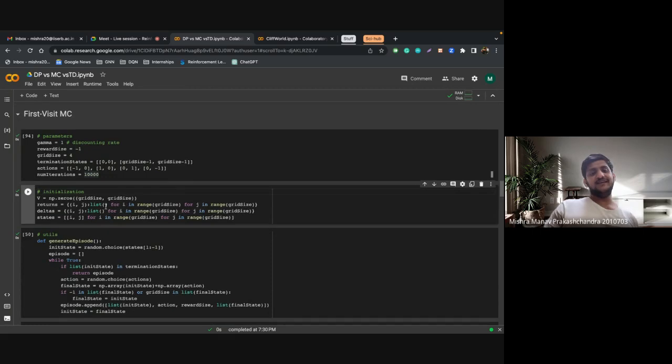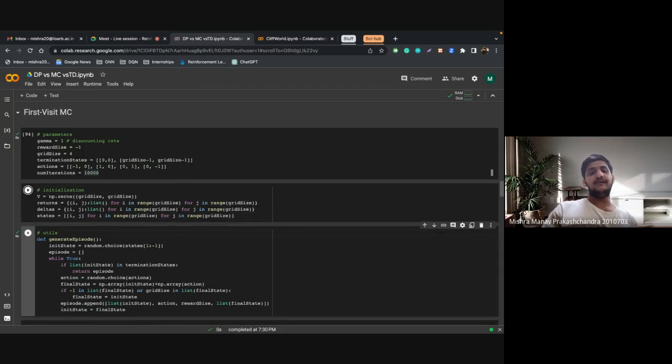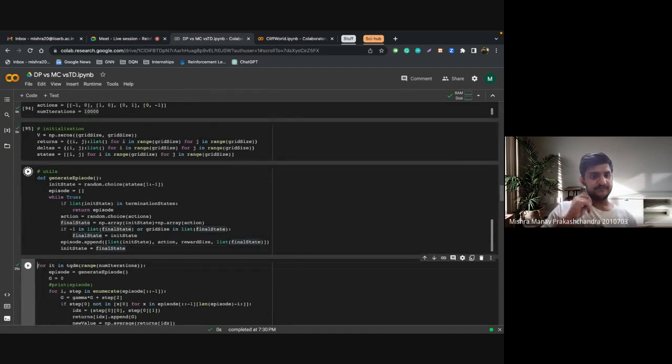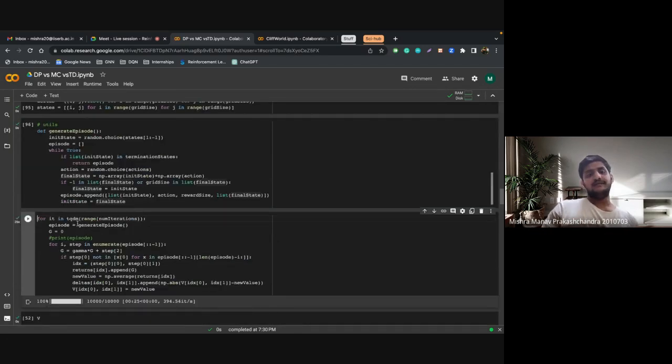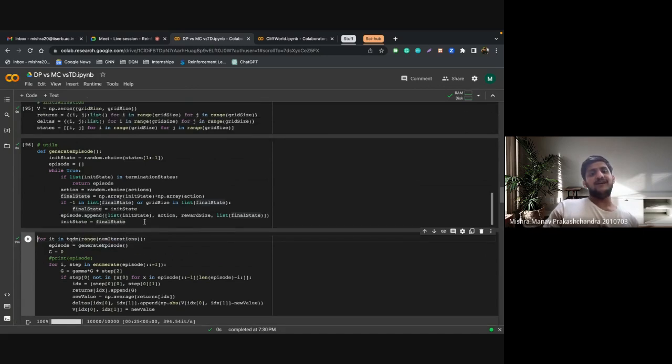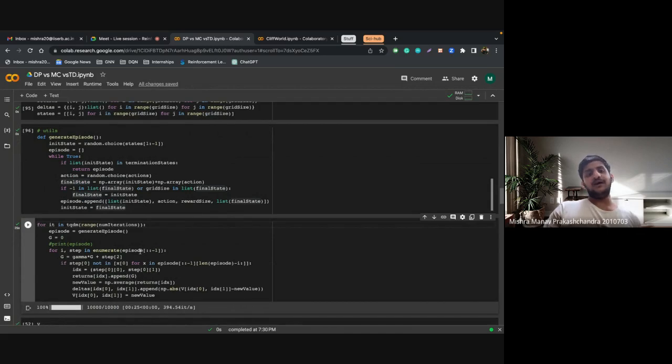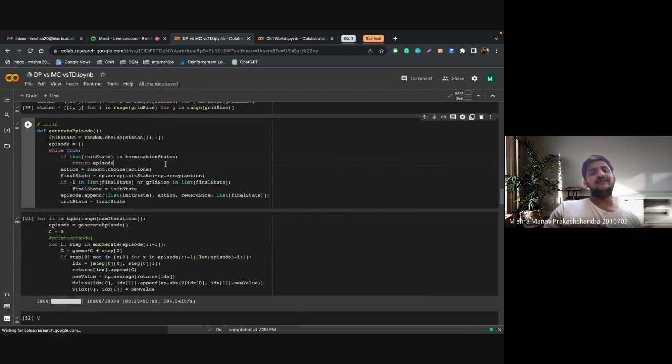And then initialization is I initialize the grid size. I define the returns, deltas, and the states. And here this is a function to generate episode. Based on that, for the number of iterations, here 10,000, I generate an episode, and based on that, I compute the return and do the update over here. The episode generation is random in this case, according to some heuristic policy pi, but let's say the policy is a uniformly random policy.